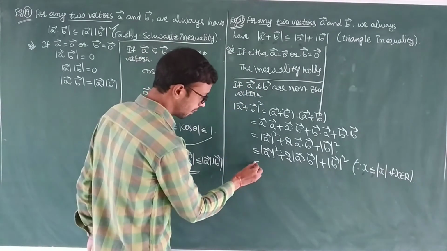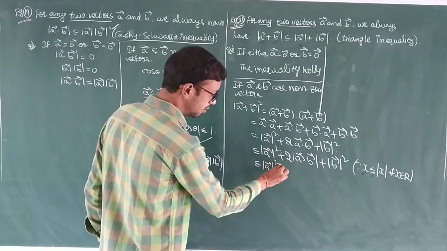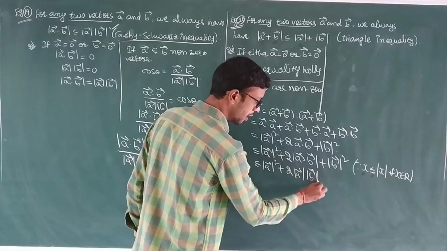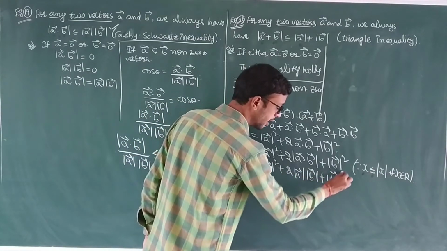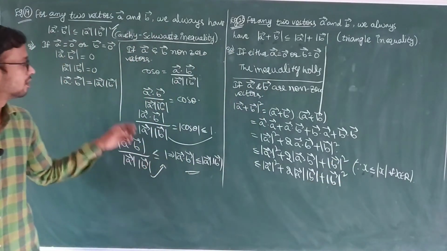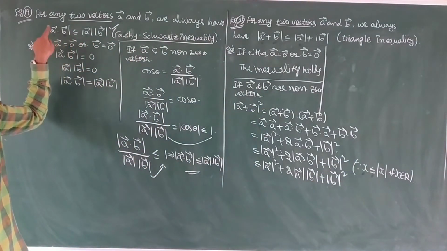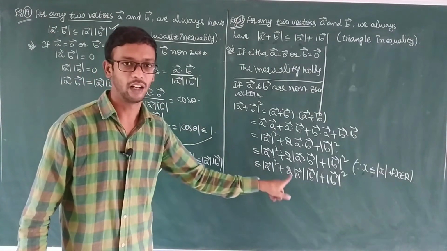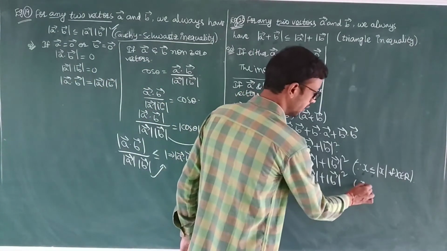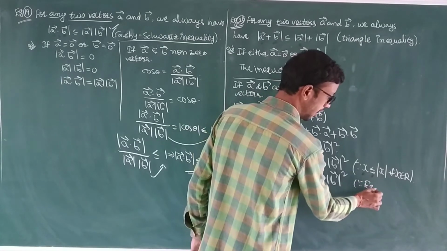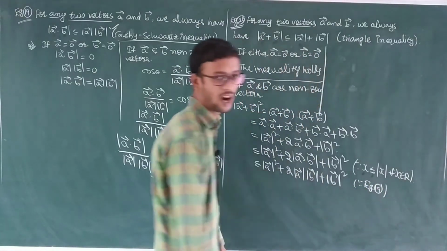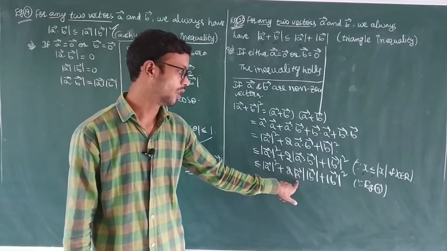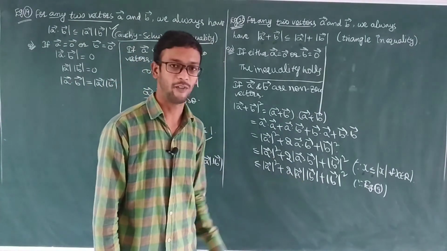Next, magnitude of A bar square plus 2 magnitude of A bar, magnitude of B bar plus magnitude of B bar square. Since the Cauchy-Schwarz is an inequality, in this place we can write less than or equal to. So now, from example 19, the Cauchy-Schwarz inequality is what we use. Now you observe the formula A square plus 2AB plus B square is there.